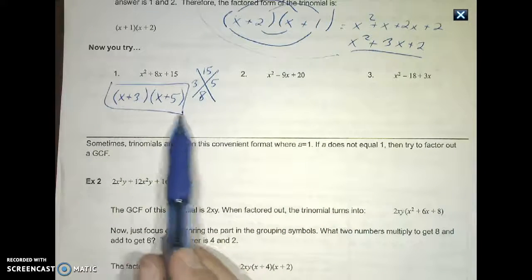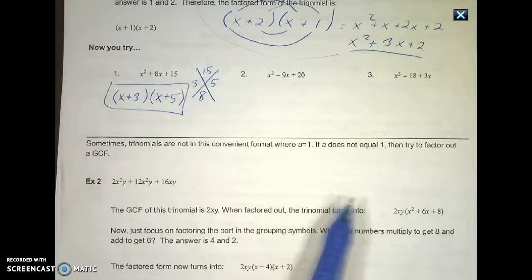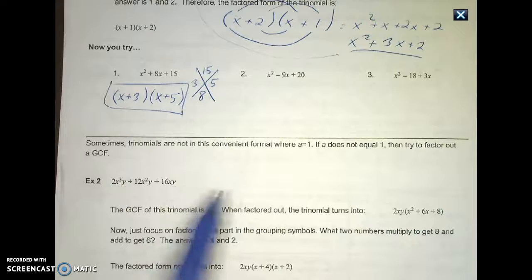Question for you. Do you think it matters if I do plus 5 or plus 3, like if I reversed it? Well, let me ask you this question. What's 2 times 5? 10. What's 5 times 2? 10. So it doesn't matter which order you put these in, as long as you have the correct numbers in there, you're all set.